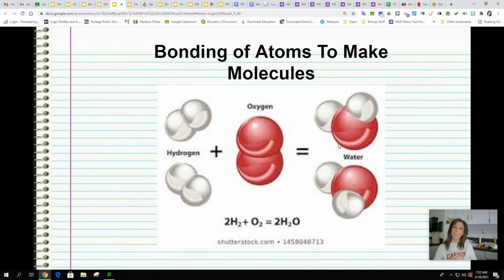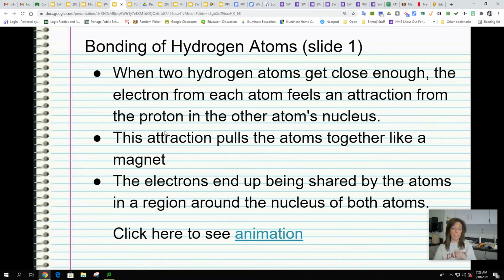Okay, so how do they bond? We know in a chemical reaction that the bonds break apart and then they recombine and form new molecules, such as our water molecule here. But how do they actually come together? Let's take a look at this.